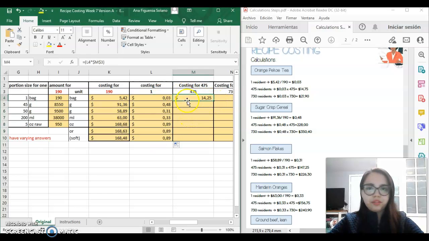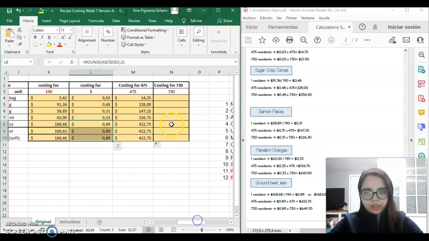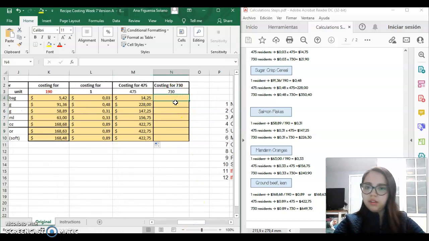And now we can do autofill here too, because we're always going to multiply by 475, right? So we have the formula here, and we're just going to drag, and let's compare: 228, 228, 147.75, yes, 156.75, yes, and 422.75, yes. In the case of the meat, after we multiply and divide by 190 and then multiply by the residents, we're going to have the same value. So it's correct.